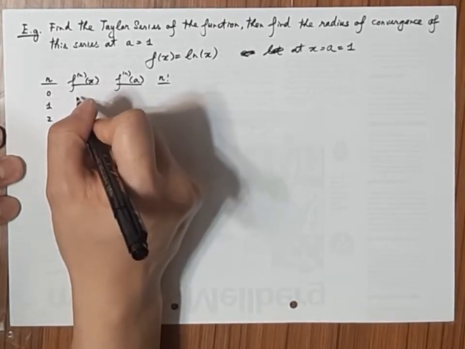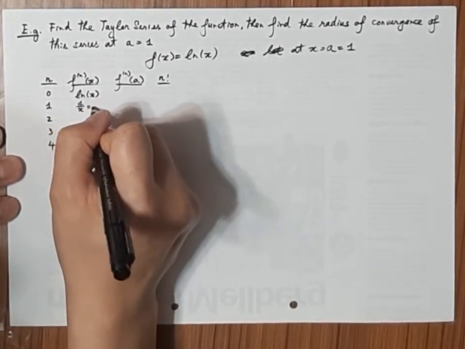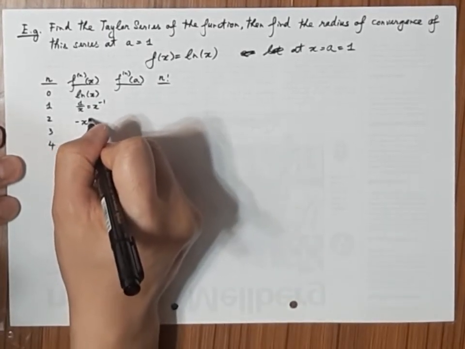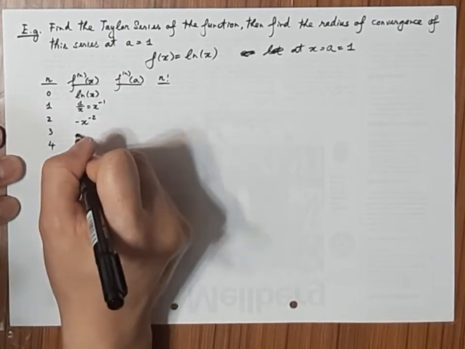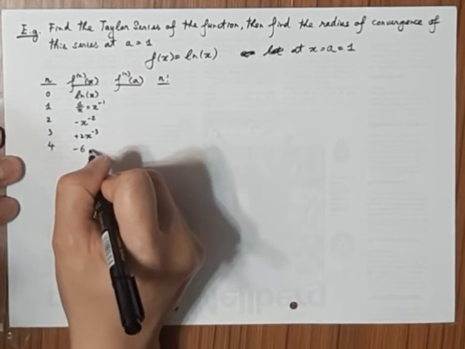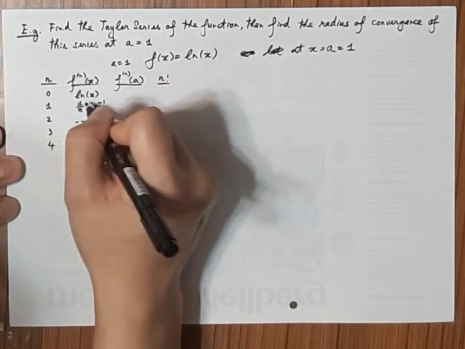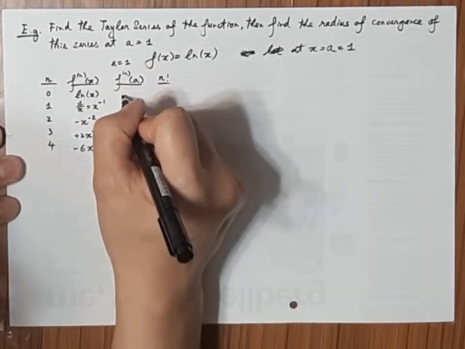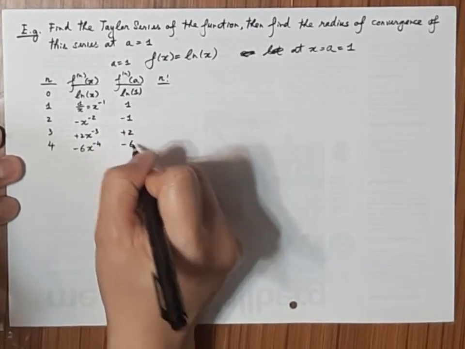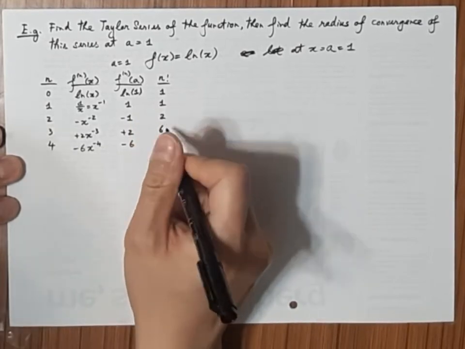The function itself is log x. The first derivative, 1 over x, x to the power minus 1. The second derivative, minus x to the power minus 2. The third derivative, plus 2x to the minus 3. The fourth derivative, minus 6x to the minus 4. And if we put a equal to 1 into these derivative functions, we have log 1, 1, minus 1, plus 2, and minus 6. The n factorials are 1, 1, 2, 6, and 24.